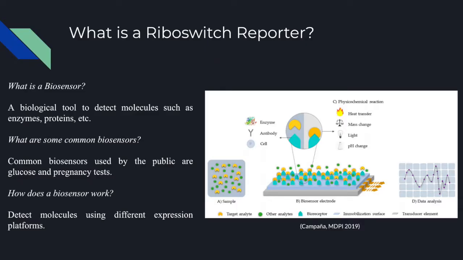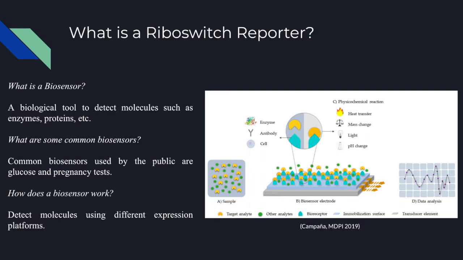A Riboswitch reporter is a biosensor. So what is a biosensor? A biosensor is a biological tool to detect molecules in any environment. For the Riboswitch in particular, the environment is a gram-positive bacteria, Bacillus subtilis. Most biosensors work in very similar ways. Some examples of common biosensors are glucose and pregnancy tests. The difference in each biosensor depends on the molecule being detected, the molecule used to detect the target molecule, and the expression platform.